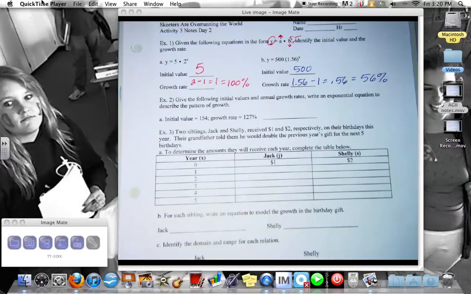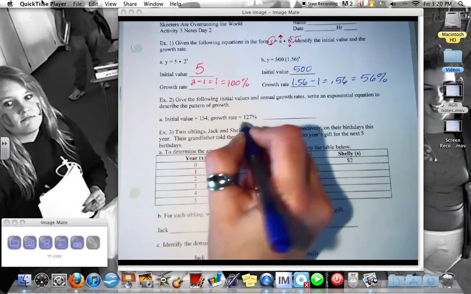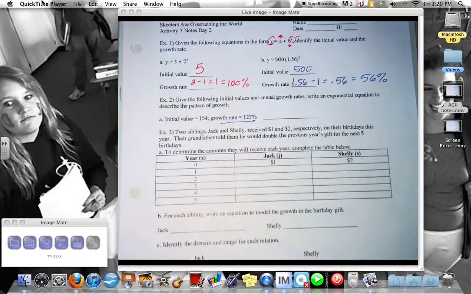Given the following initial values and annual growth rates, write an exponential equation to describe the pattern of growth. We have an initial value of 154 and a growth rate of 127%. Two things that we need to write this is the initial value and the factor. We have a growth rate that's given to us.